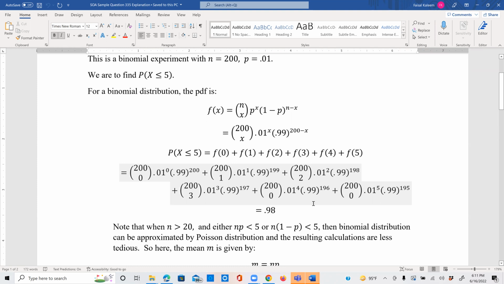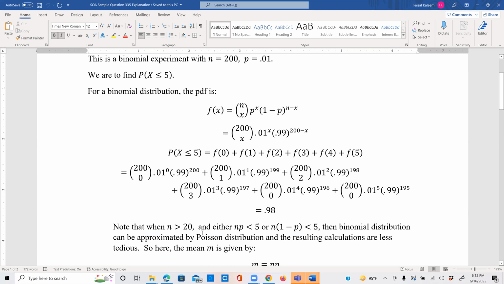Now, this calculation would be a bit tedious, particularly because of calculating these combinations along the way. So it's possible that in a problem like this, they may tell you to use Poisson approximation. But even if they don't, in general, when n is greater than 20 and either np is less than 5 or n times 1 minus p is less than 5, then a binomial distribution can be very well approximated by a Poisson distribution. And the resulting calculations, as we'll see, are much less tedious.